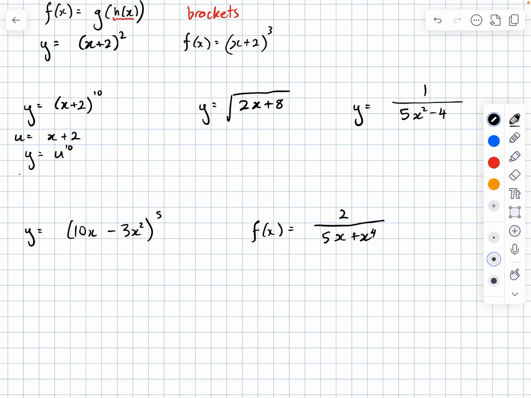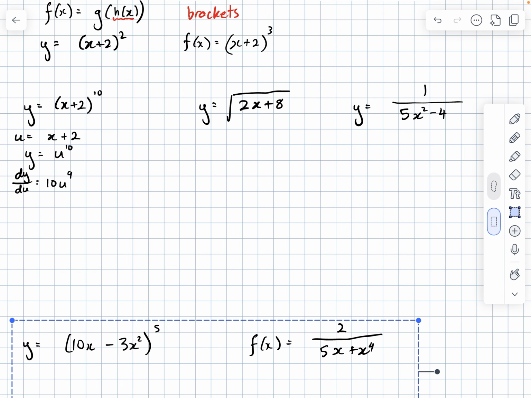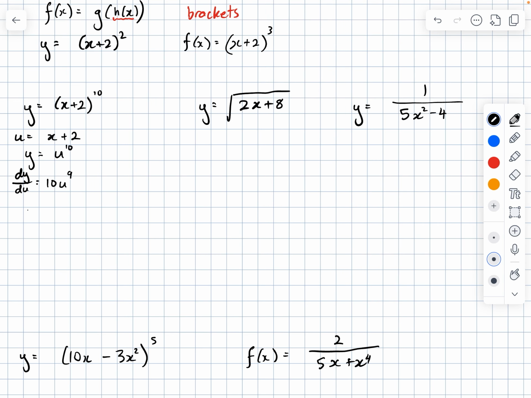Now, if I were to differentiate y equals u to the power of 10, I'm going to get dy/du: bring the power in front, reduce the power by 1, 10u to the power of 9. Now, that's all good, but that's not dy/dx. So we have to continue working with this to get an answer. Now, if I look at what dy/dx could equal, I've already got dy/du.